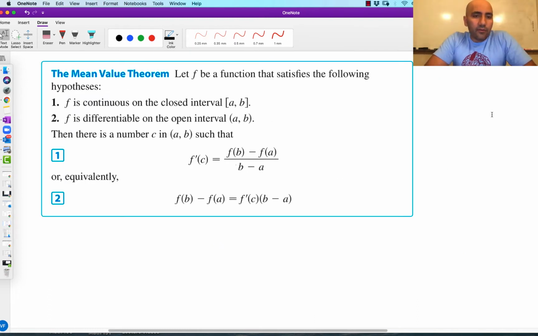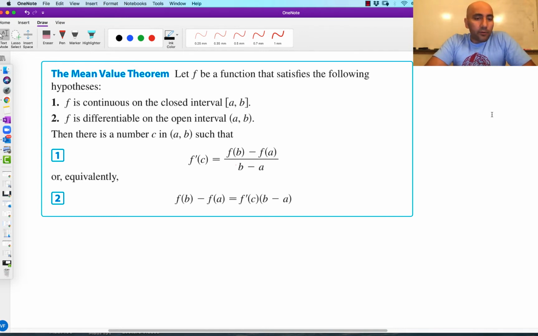Okay, the mean value theorem. Remember, I said this is a more generalized version of Rolle's theorem. So let f be a function that satisfies the following two hypotheses now. Rolle's theorem had 3. We're going to roll it back down to just 2. Okay, so 1, f is continuous on a closed interval from a to b, just like before. 2, f is differentiable on the open interval from a to b. Good. Okay, so we got those two conditions. In Rolle's theorem, we still required that f of a equals f of b. But here we're not going to require that. So here's what we can conclude.